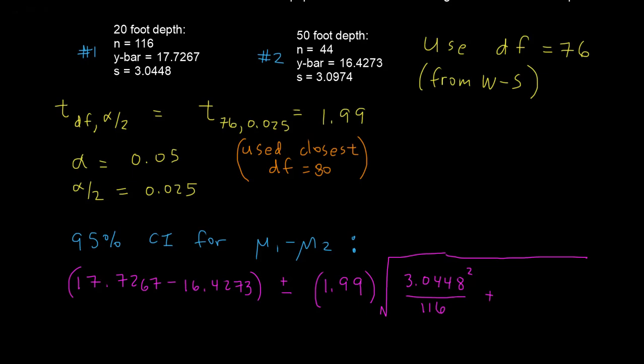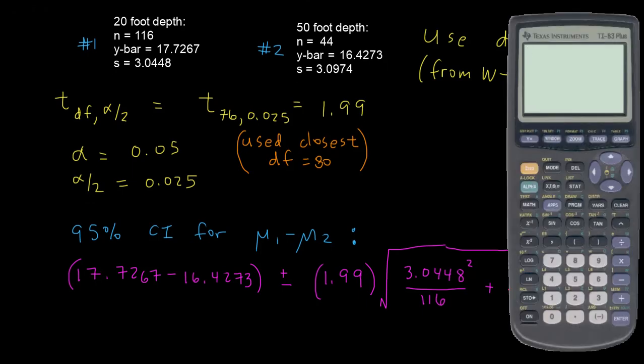We're going to add that to the second standard deviation squared divided by its sample size. Okay, so doing a little computation here for the difference in sample means first. That's the 17.7267 minus 16.4273. So that is the difference in sample means there.